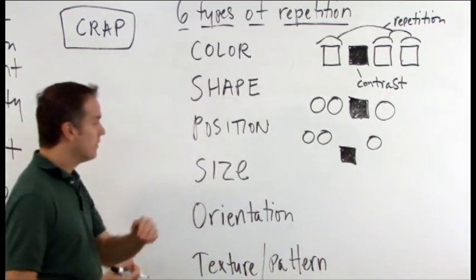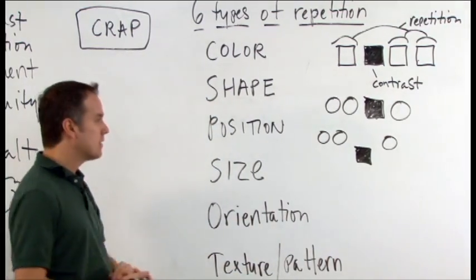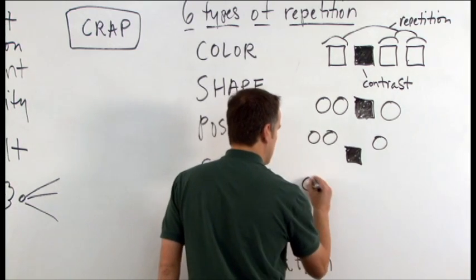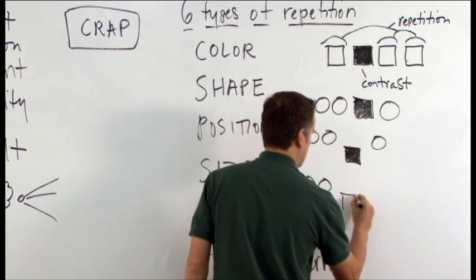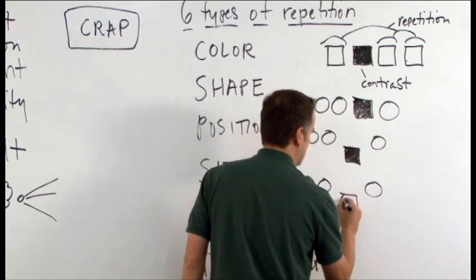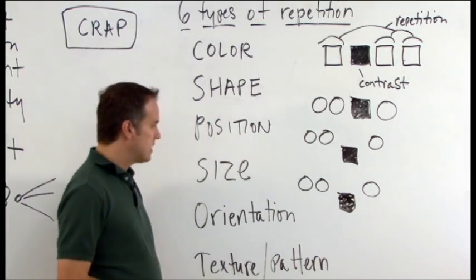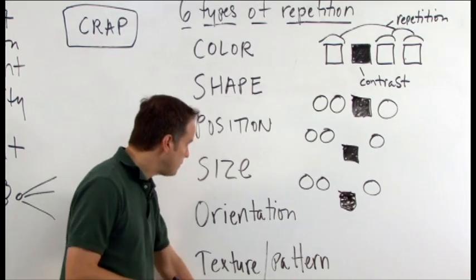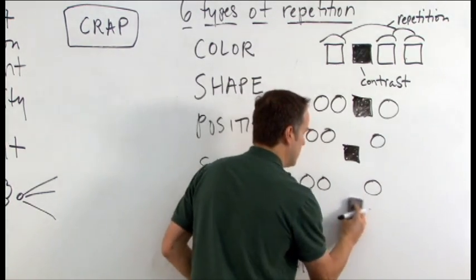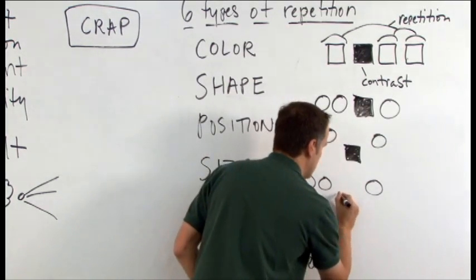So let's try it again with our fourth type, size. Circle, circle, square, circle. That was our previous element, our previous setup. What if we do this?